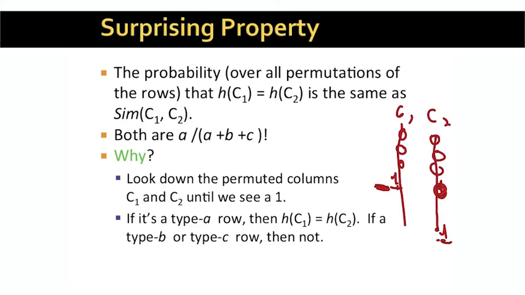Thus, the probability that two columns will have the same min-hash value is the probability that the first row that isn't of type D is a type A row. That probability is the number of type A rows divided by the number of rows of any of the types A, B, or C. That is, A divided by A plus B plus C.